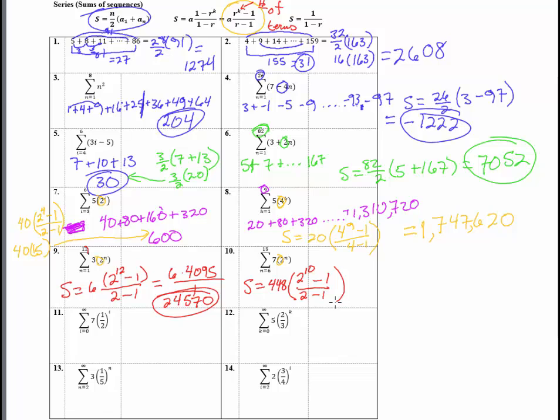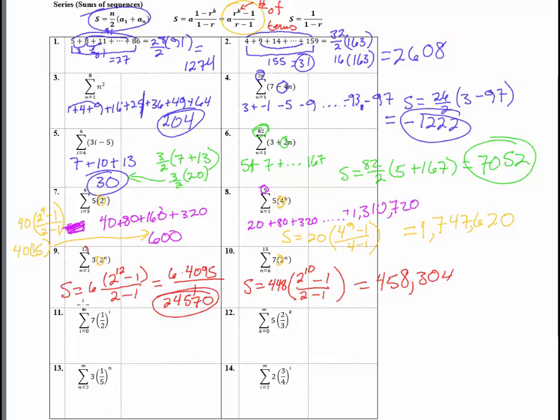So 2 to the 10th minus 1 is, punch that in, I get 1,023 divided by 1 times 448. And we get a big number. Turns out to be 458,304. But yeah, we just added all those guys up.